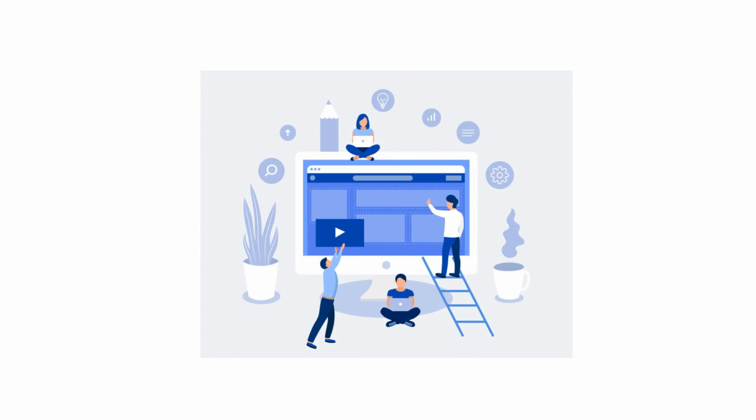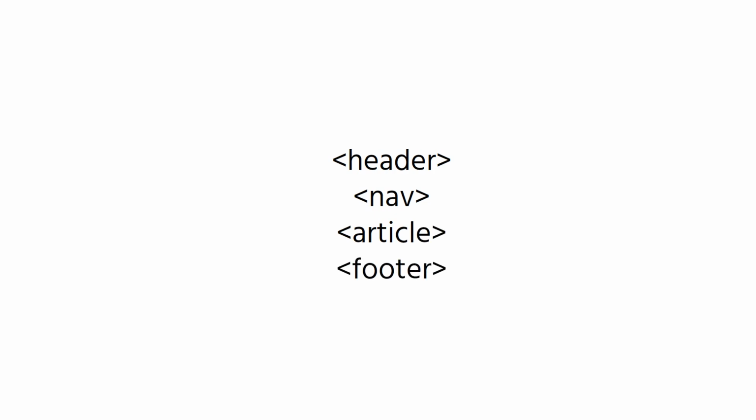HTML5 is the latest version of HTML, which structures content on the web. It uses a system of tags, such as <header>, <nav>, <article>, and <footer>, to define different parts of a web page.